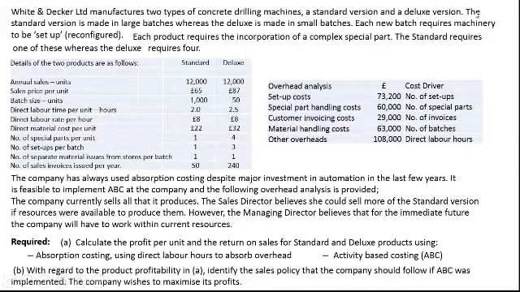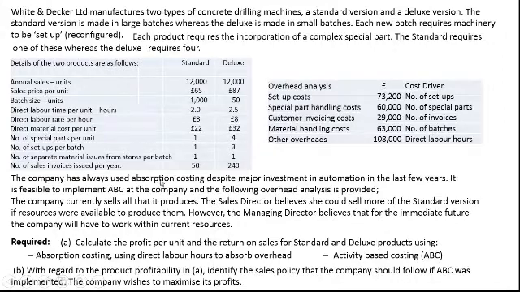We have also been told that the standard version is made in large batches, whereas the deluxe is made in small batches. Each new batch requires machinery to be set up, that is, it needs to be reconfigured. Each product requires the incorporation of a complex special part. The standard requires one of these, whereas the deluxe requires 4 of them. So we can see here 1 for standard and 4 for deluxe.